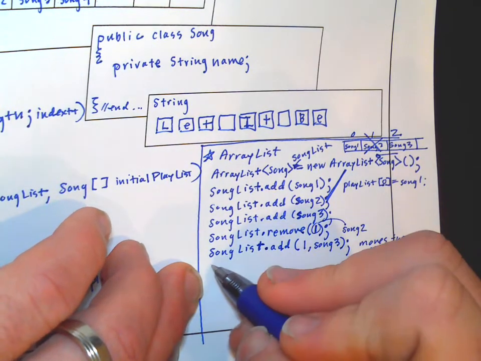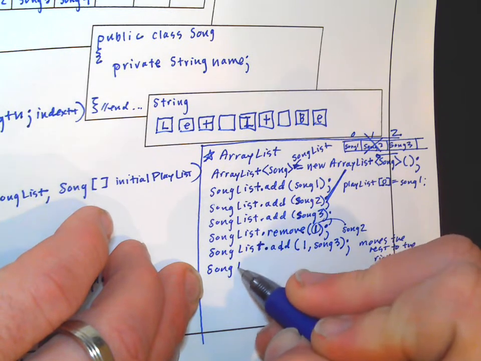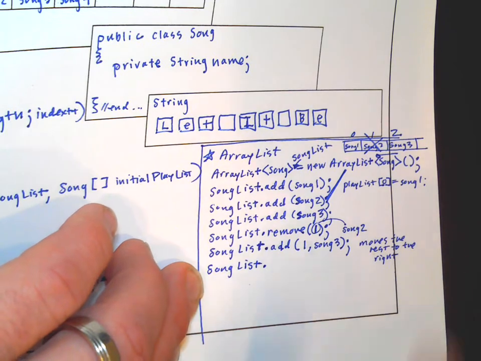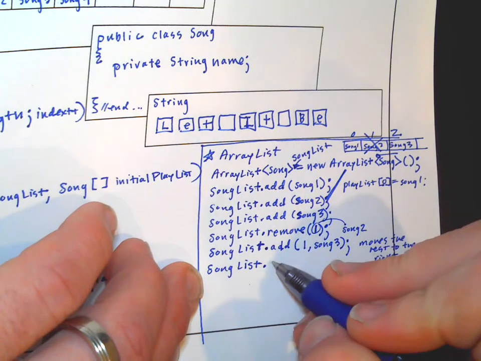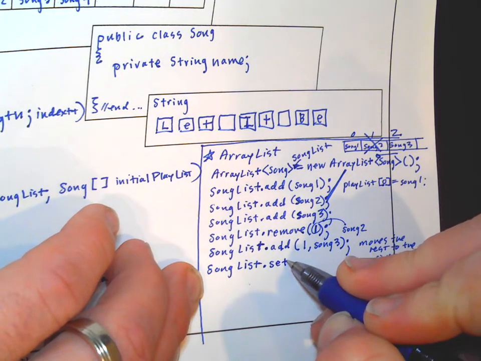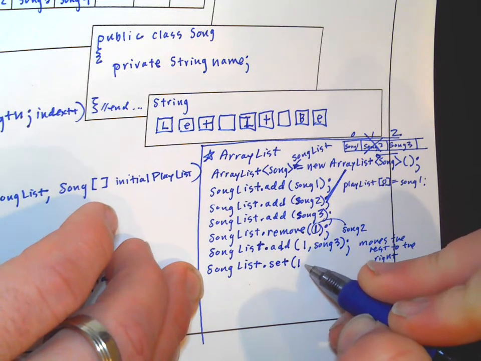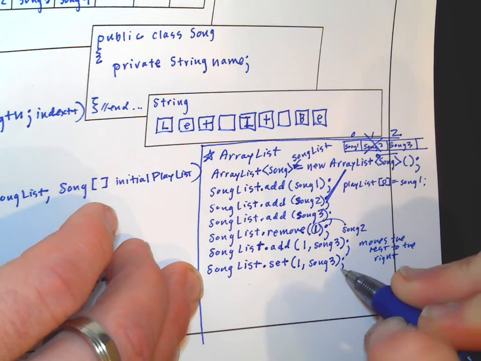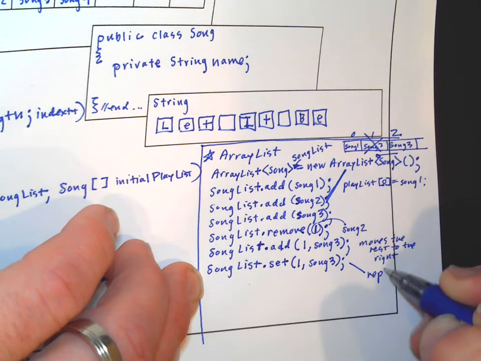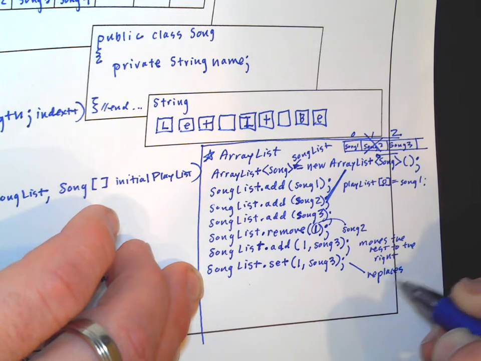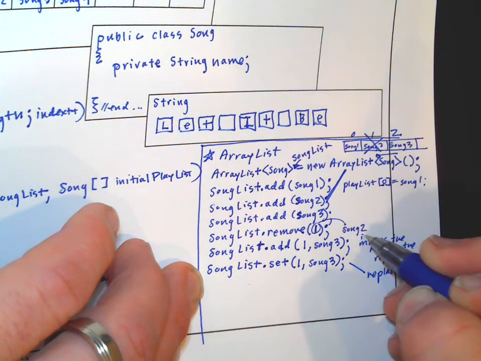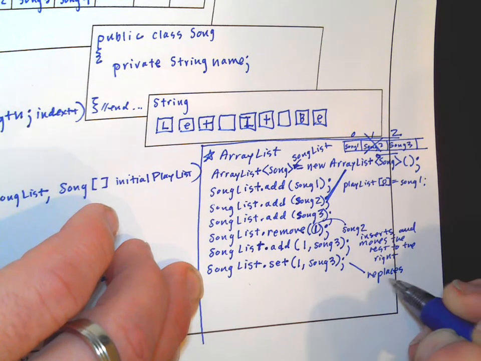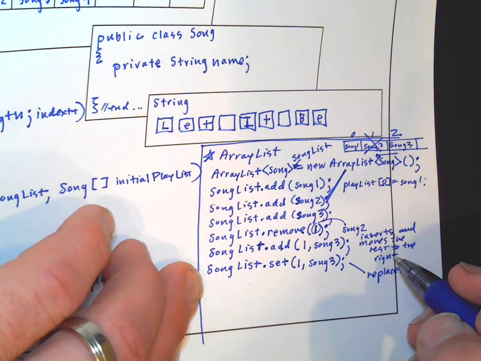Now, what if you want to put it in a certain spot and take the place of the thing that's there, like replace something instead of sticking it in there and moving everything down? That uses a method called set. If you wanted to actually set it, this is what you do. You say what spot you want to set, and this one actually replaces what is there. This one inserts it and moves the rest down. This one actually replaces what's there and doesn't change the size of it.